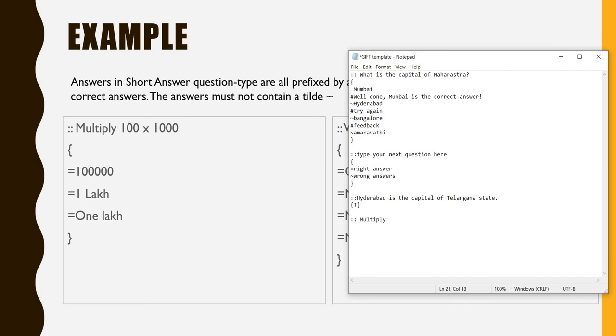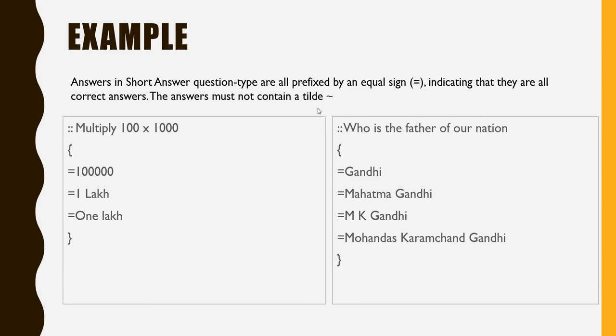Multiply 100 by 1000. Answer begins with equals 1 1 2 3 4 5 something, 1 LAKH, ONE LAKH. All these are right answers. Okay, Enter twice, save. Okay, this is how you do it. And then we'll move on to the next type of question.